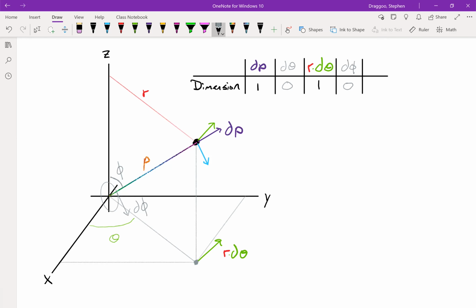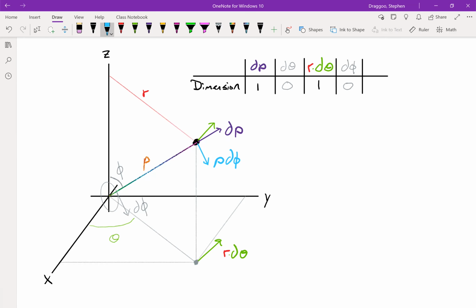So if it doesn't add anything to our dimension counter, and we still need to get up to 3 dimensions for dv, we'll need something else. So we're looking to get d phi out to where our point actually is in space. So we'll multiply d phi by rho, just like we multiplied d theta by r. So here we have rho d phi is that blue line, which takes it out into space.